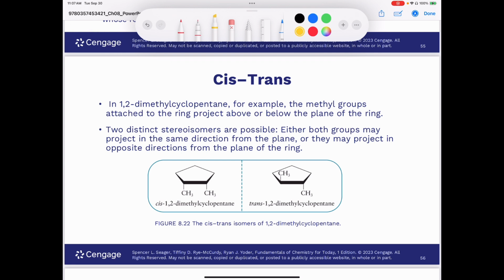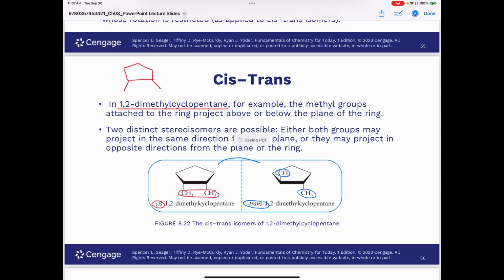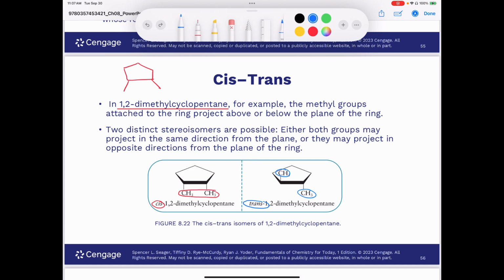If you take a look at 1,2-dimethyl cyclopentane, if we were to just draw it, we draw a cyclopentane, and then we go 1, 2, like this. However, the methyl groups, both of them could be on the same side, like you see here, they're both at the bottom part of the molecule, and we would call that the cis 1,2-dimethyl cyclopentane, or they could be on opposite sides. You see one is up and one is down. We would call that the trans 1,2-dimethyl cyclopentane. So keep in mind, these are different compounds.